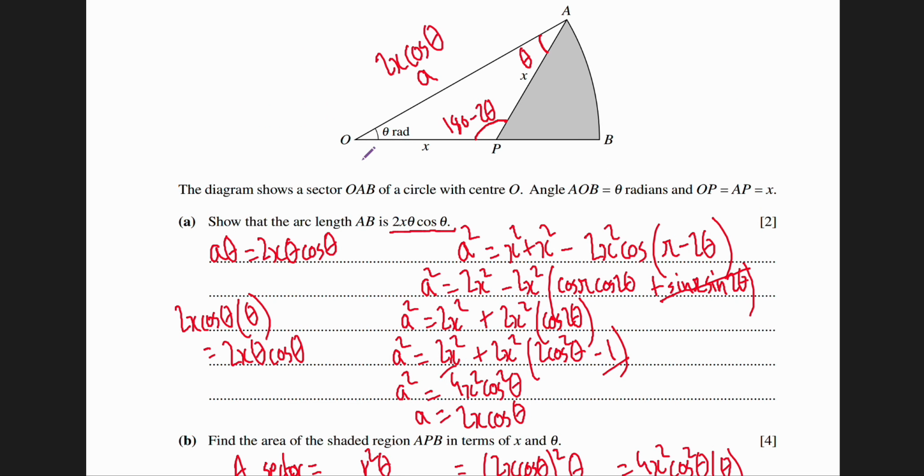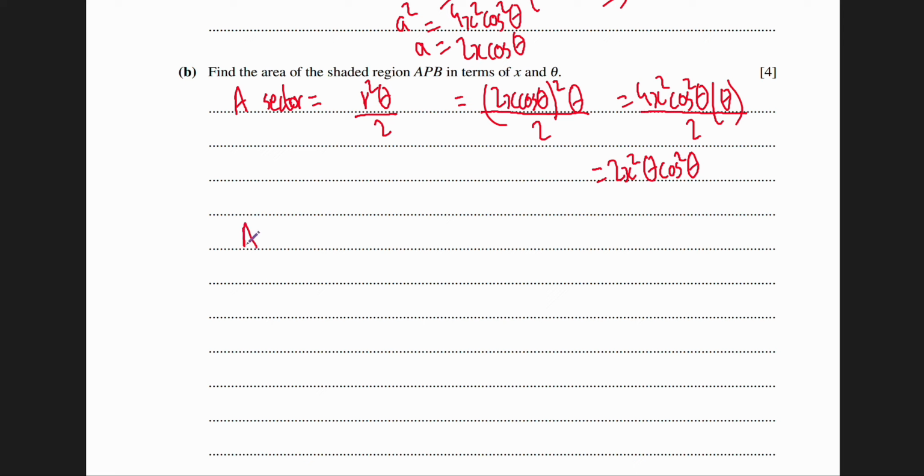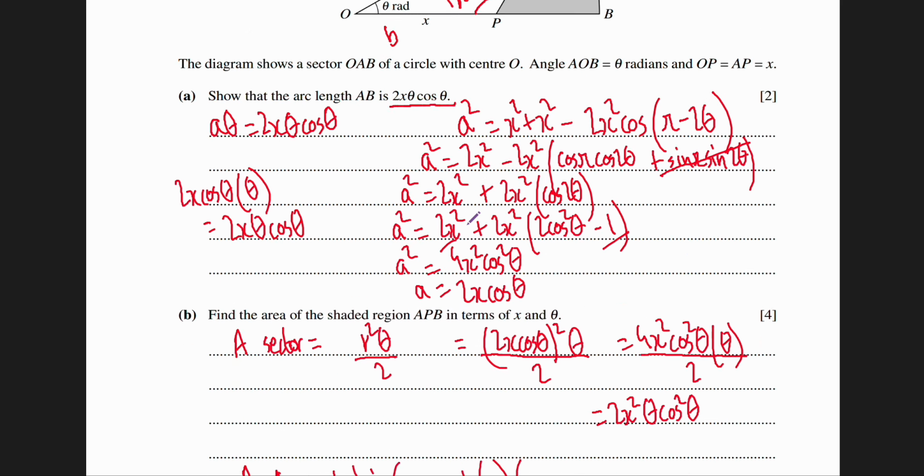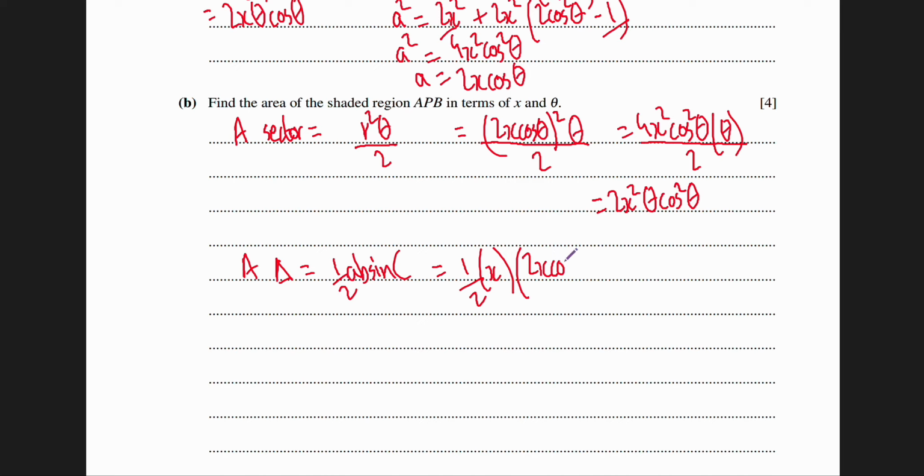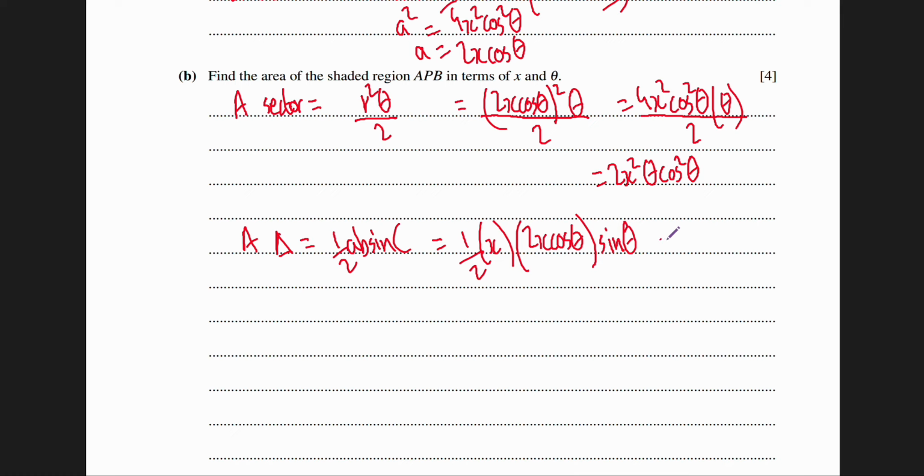Well, that is just half AB sine C, right? So if this is A and this is B, then our angle would be theta right there. So then the area of the triangle is equal to a half AB sine C, which is equal to a half times x times the other side, which is 2x cos theta, times the sine of theta. We can simplify that, so we can cancel the 2's out, and we have x squared sine theta cos theta.